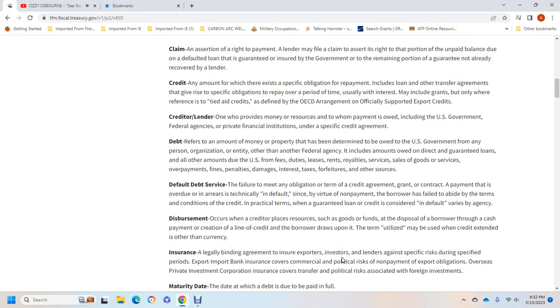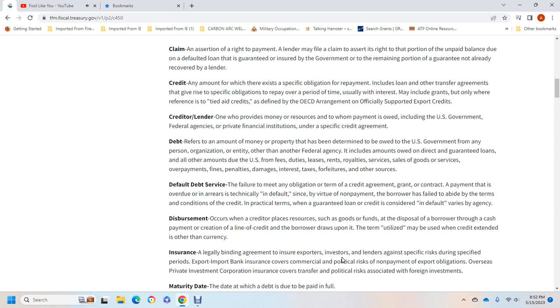other sources. Default and debt service failure is the failure to maintain any obligation under the terms of the credit, grant, or agreement, or a contract of payment that is overdue, technically a default by virtue of non-payment, where the borrower has failed to pay within the terms of the conditions of the credit. When a guaranteed loan or credit is in default varies by agency. Disbursement is the creditor's payment of the resources or funds for the disposal of the borrower, for cash or payment under the line of credit.